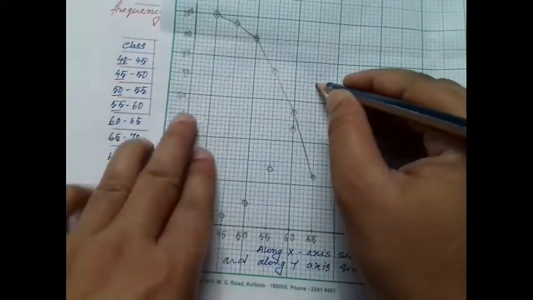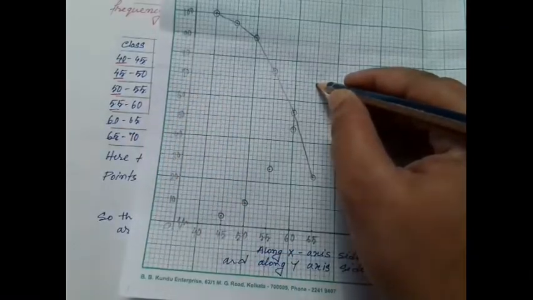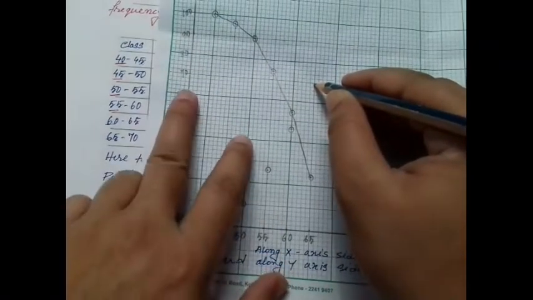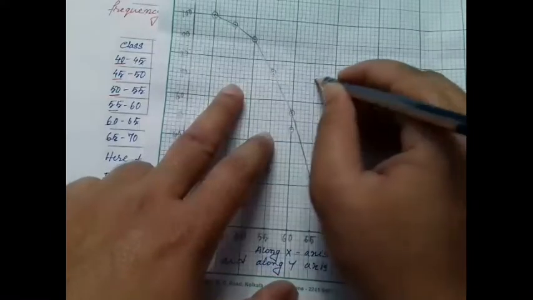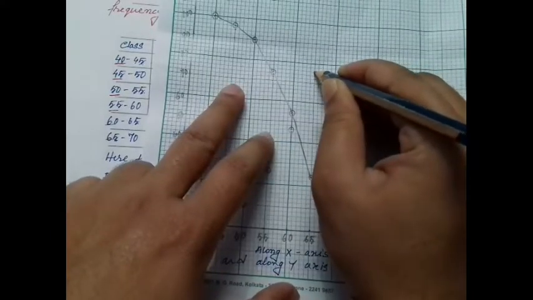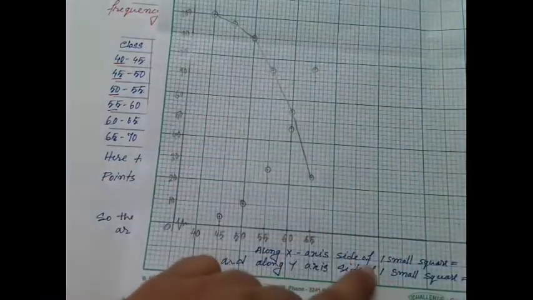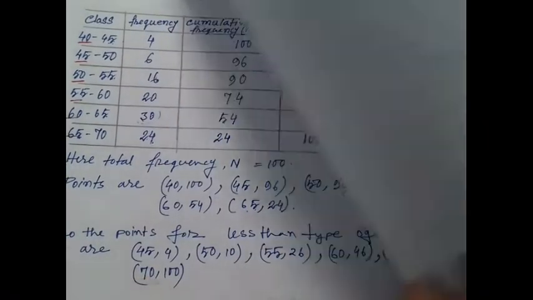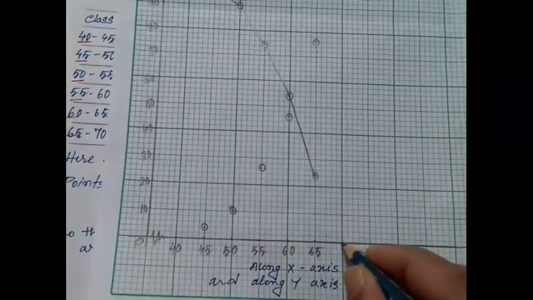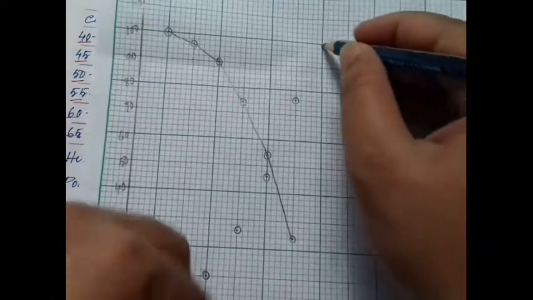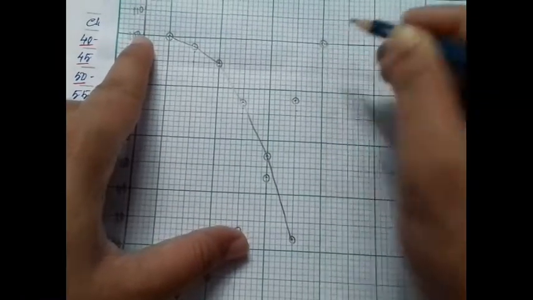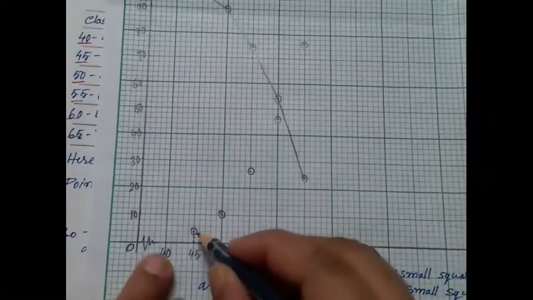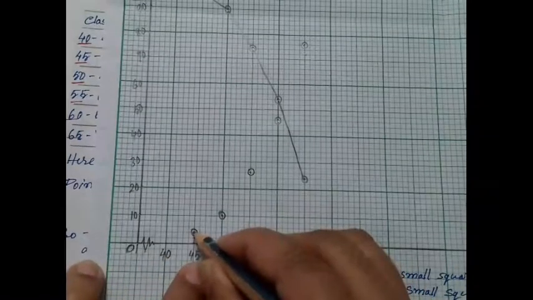After 60 we have 70, so 72, 74, 76, and then 70, 100. This one is our 70, and then 100, 70, 100, 100 is this one. Okay, now again we have to join the points freehand.